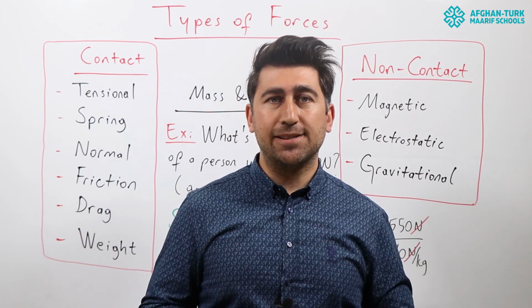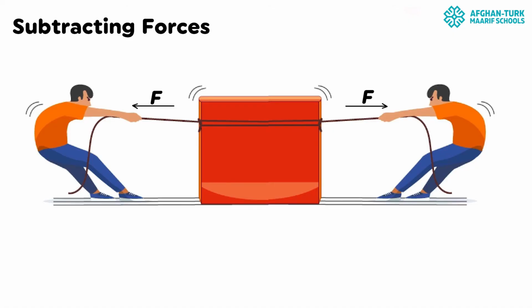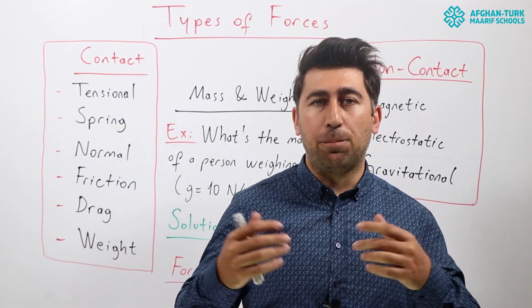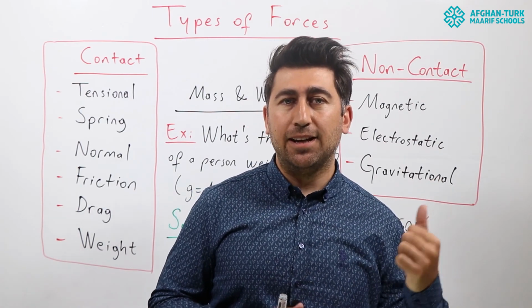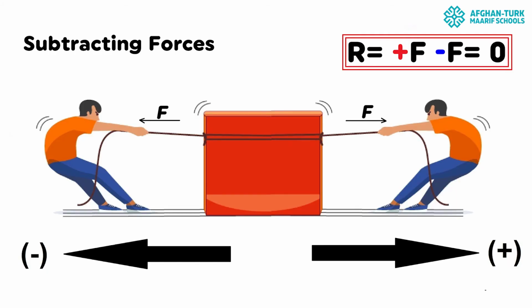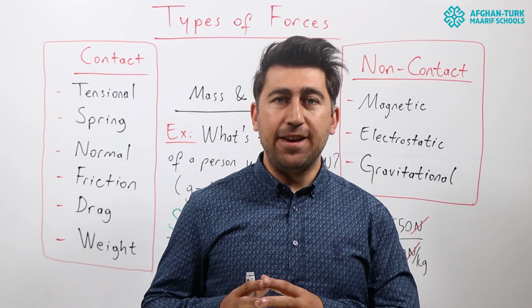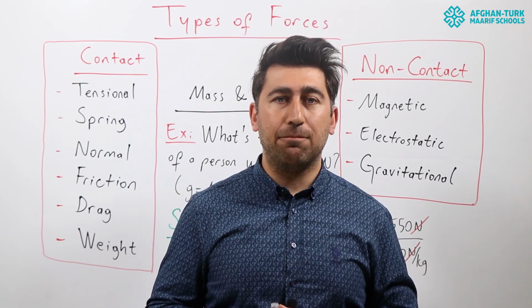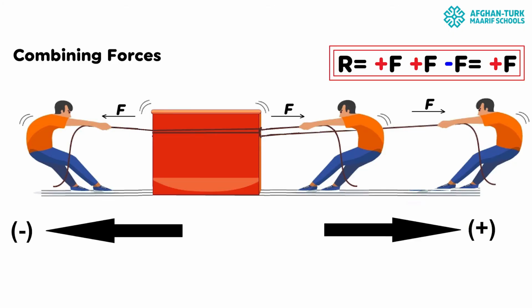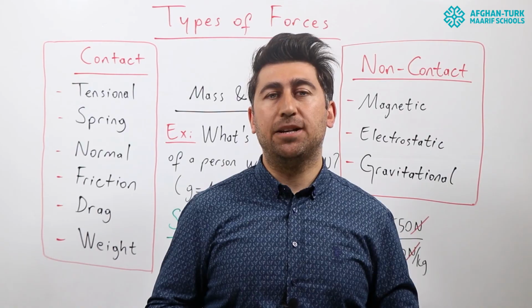Okay, the other one is subtracting forces. As you can see in the picture, two guys are pulling the box in opposite directions. The first one is pulling to the right side and the other one is pulling to the left side. But again, if we add one more person to the right side, the resultant force becomes 2F minus F, F. The resultant force will become F.